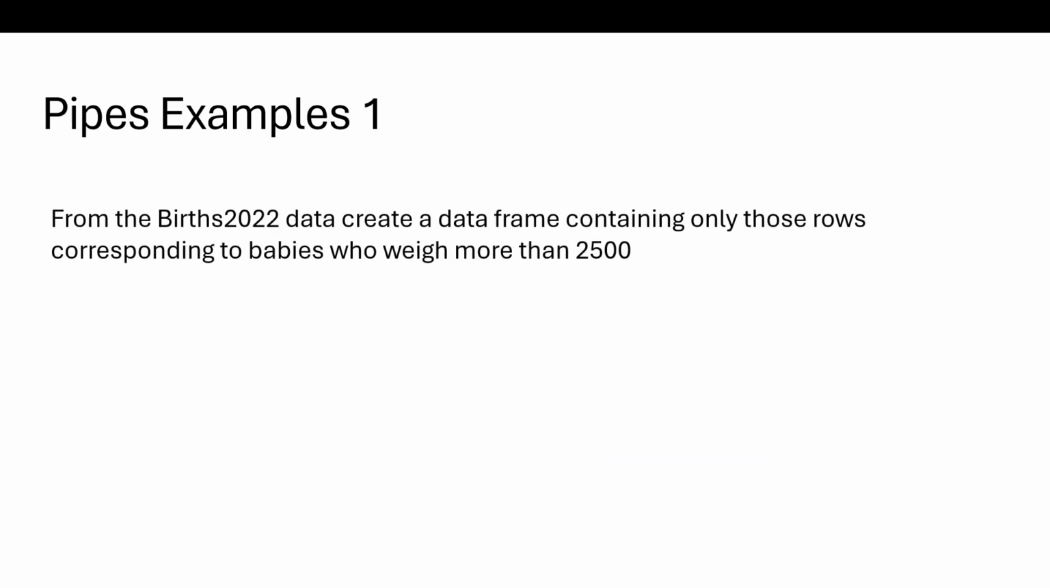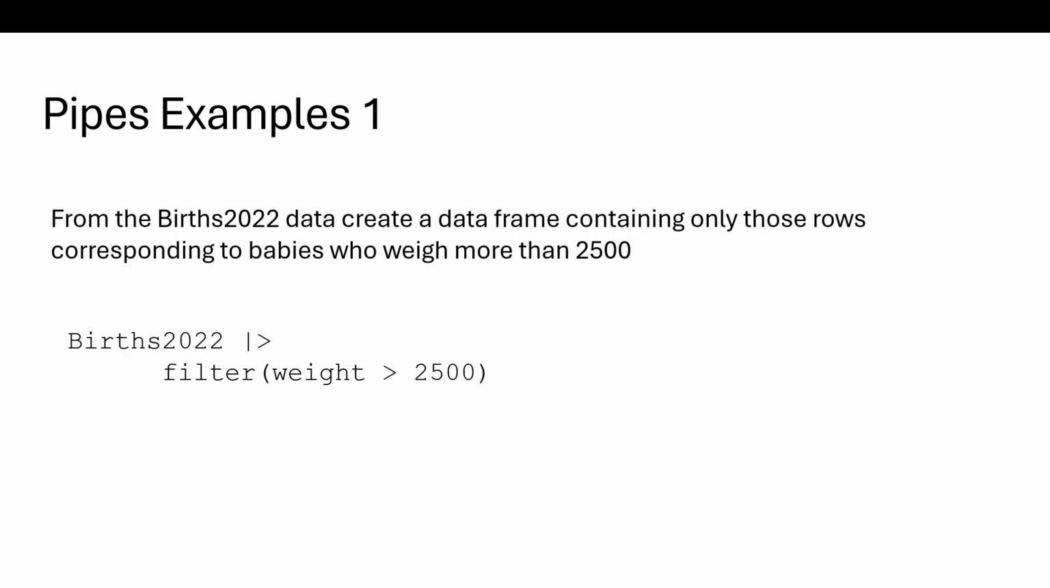So here's an example. Suppose there is a data frame called births 2022. Now we want to create a data frame containing only those rows which correspond to babies who weigh more than 2,500 grams.